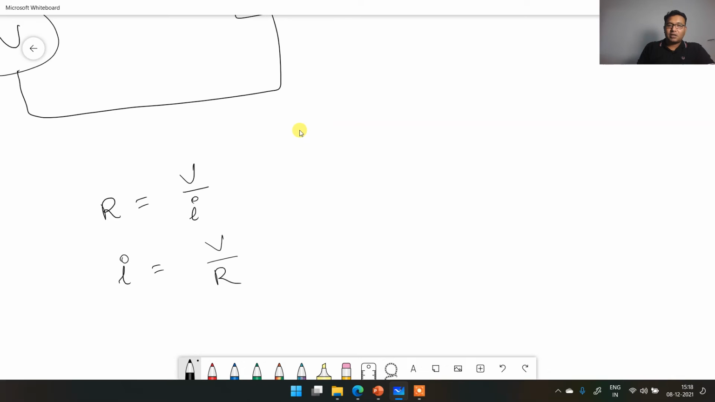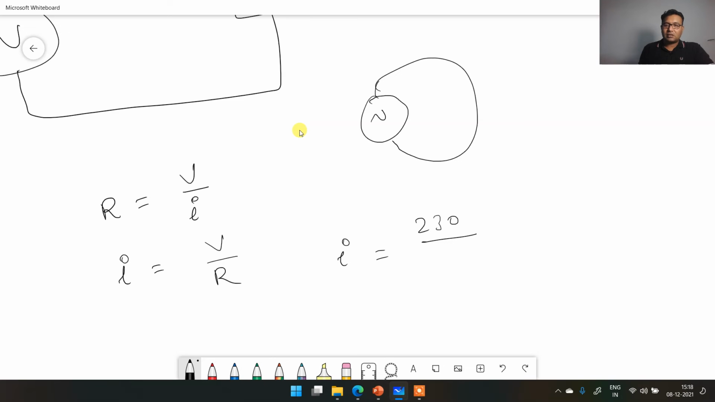Let's say I have a very good conductor. Let's say I am using a copper wire and I simply short the AC supply. What will happen in that case? See, your voltage, let's say it is 230 volt. A common wire offers almost zero resistance. So let's say the resistance is 0. It's a good conductor. There is no resistance to the energy. So what will happen? It will try to draw an infinite amount of current.